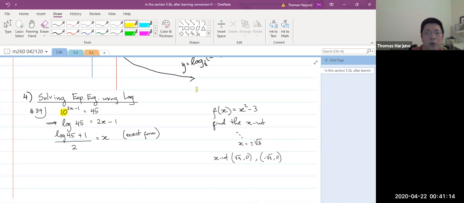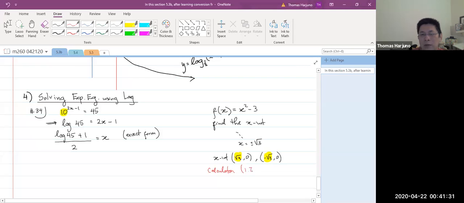Now, square root of 3 is an exact solution. When you use a calculator, you do rounding. I think this will be 1.7 something something, and this one is negative 1.7 something something. I don't remember it off the top of my head, but let's say it's 1.7.